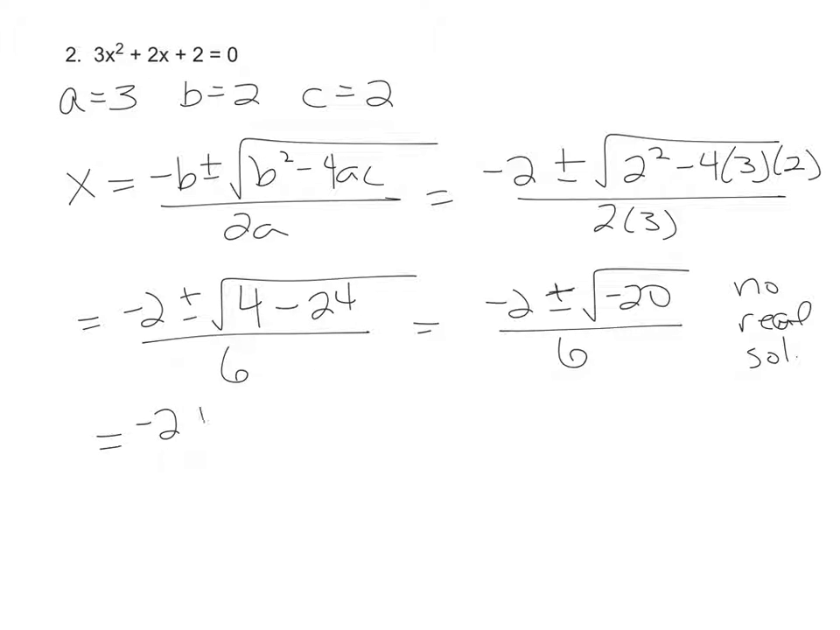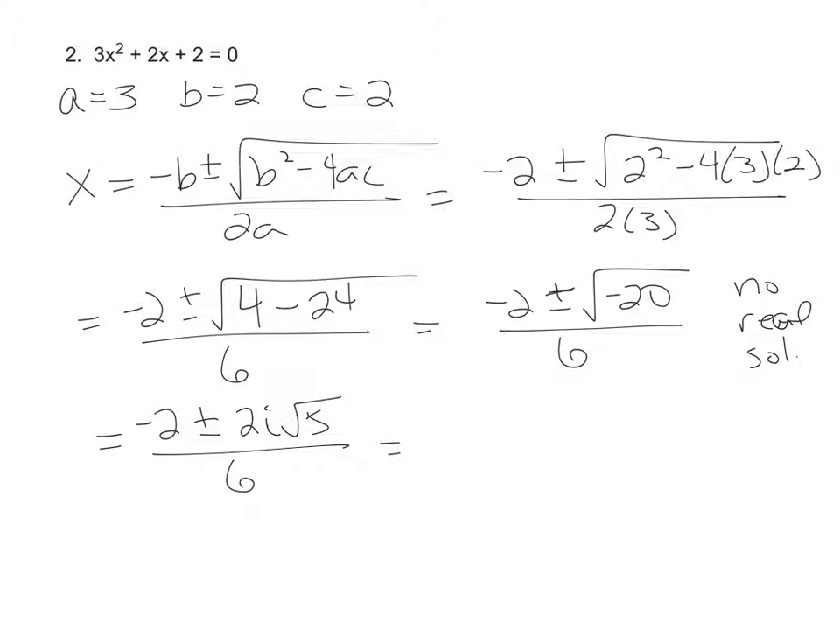So I know I have negative 2 plus or minus. This square root of negative 20 is going to end up being an imaginary number. So what I have here is square root of 20 is actually 2 square root 5, but because of the negative, it's going to be 2i square root of 5 all over 6. And now what I want to show you is if I do have to simplify this one, what's going to happen is I can't just reduce the 2 with the 6.